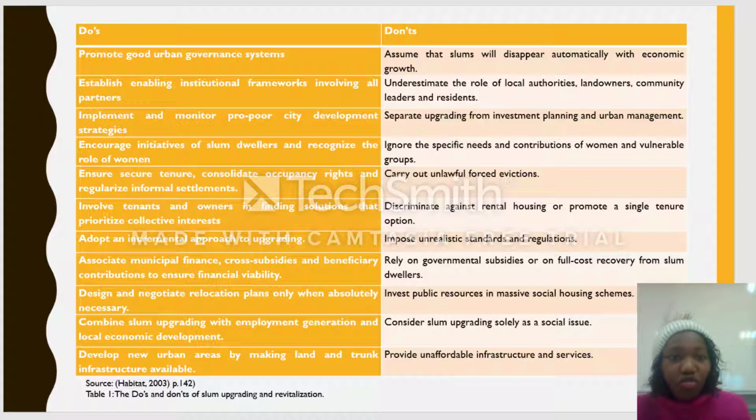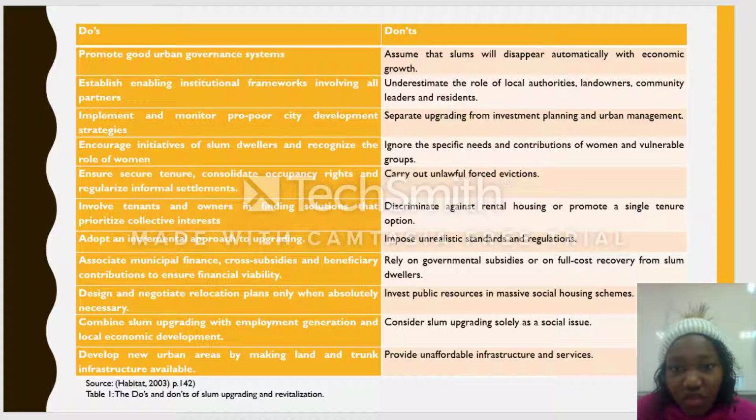And also, when it comes to slum upgrading or sustainable revitalization of slums, there are do's and don'ts, of which one of the do's is establishing or enabling institutional frameworks involving all partners. As everyone associated with the slum should be involved. The investors, the slum residents, everyone should be involved in order to ensure a very successful revitalization project.